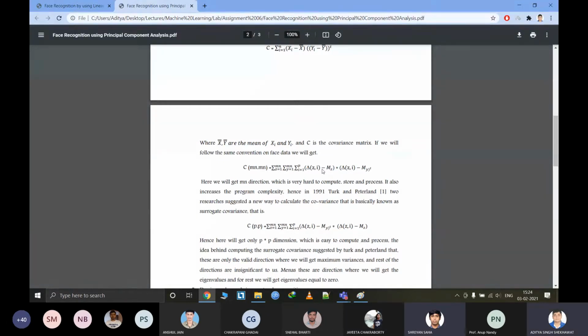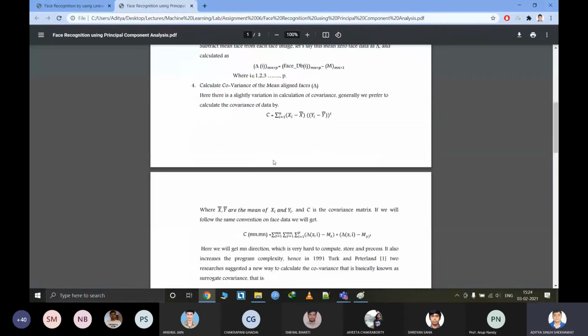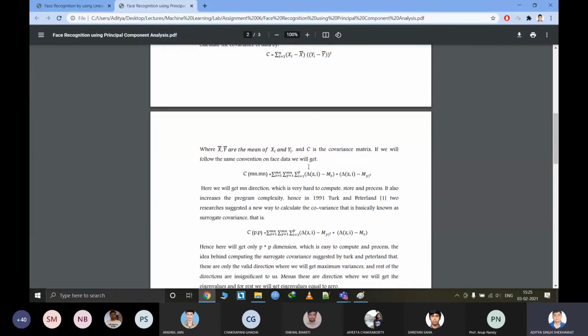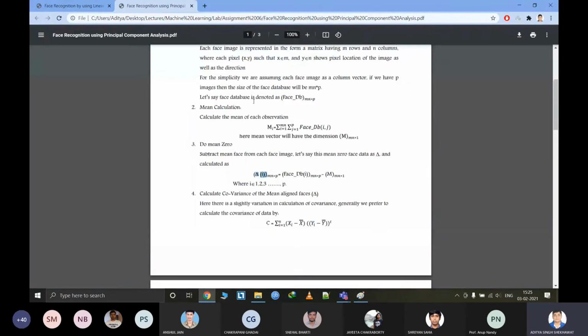So this mean is the original mean that we have calculated in step number 2. For covariance, we need the mean of the data, right? So there are two possibilities: either we can use the mean of these delta faces that we calculated in the third step, the mean zero data set, or we can use the mean of the original data set. In this formula, we have used the latter.